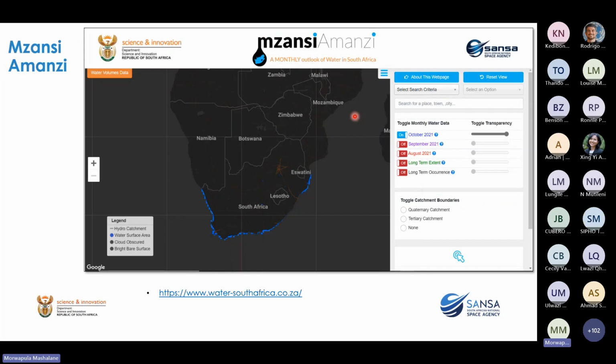Another portal that we have is the Mzansi Amanzi. Mzansi Amanzi is where you can access the water volume data. This one is updated monthly. For the data here, we used Sentinel 2, and currently it is running on Sentinel 1. The coverage is over South Africa.